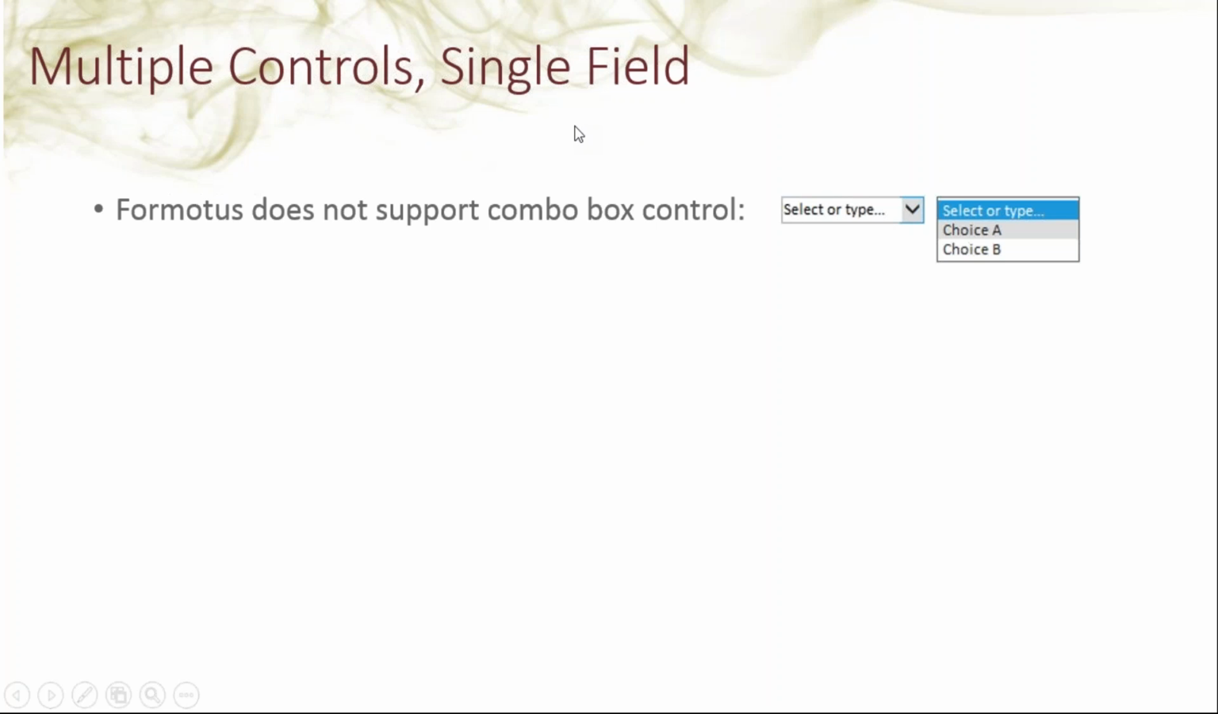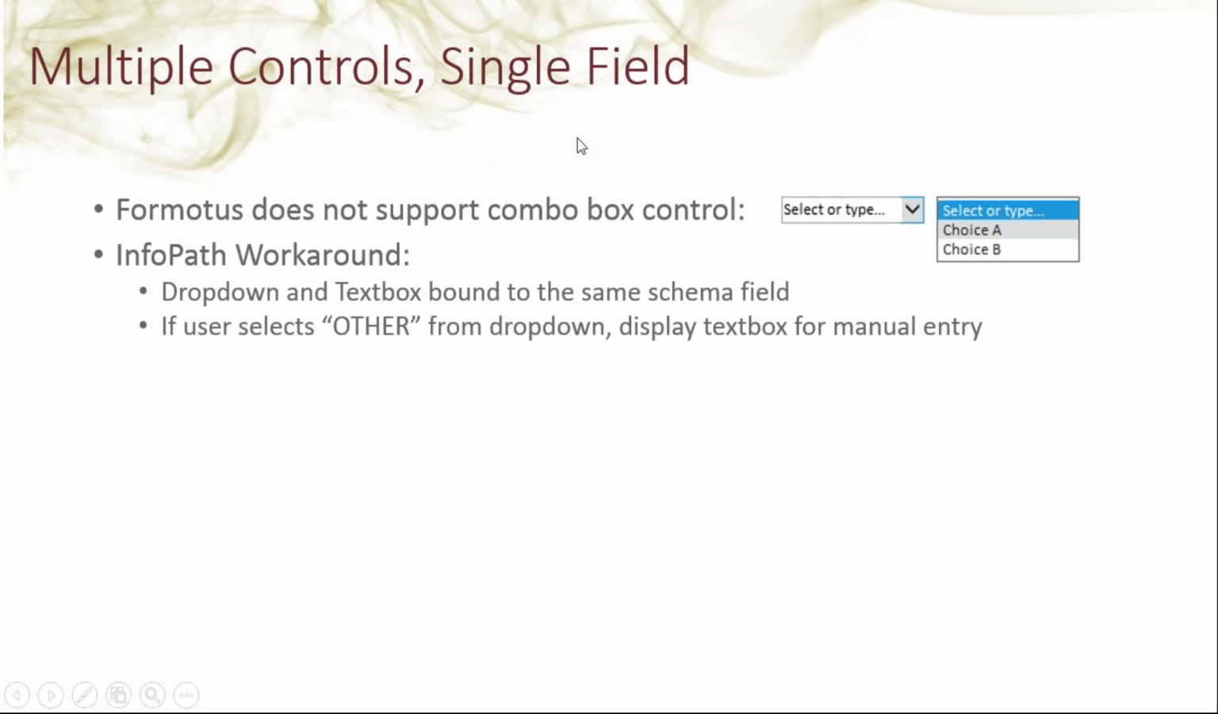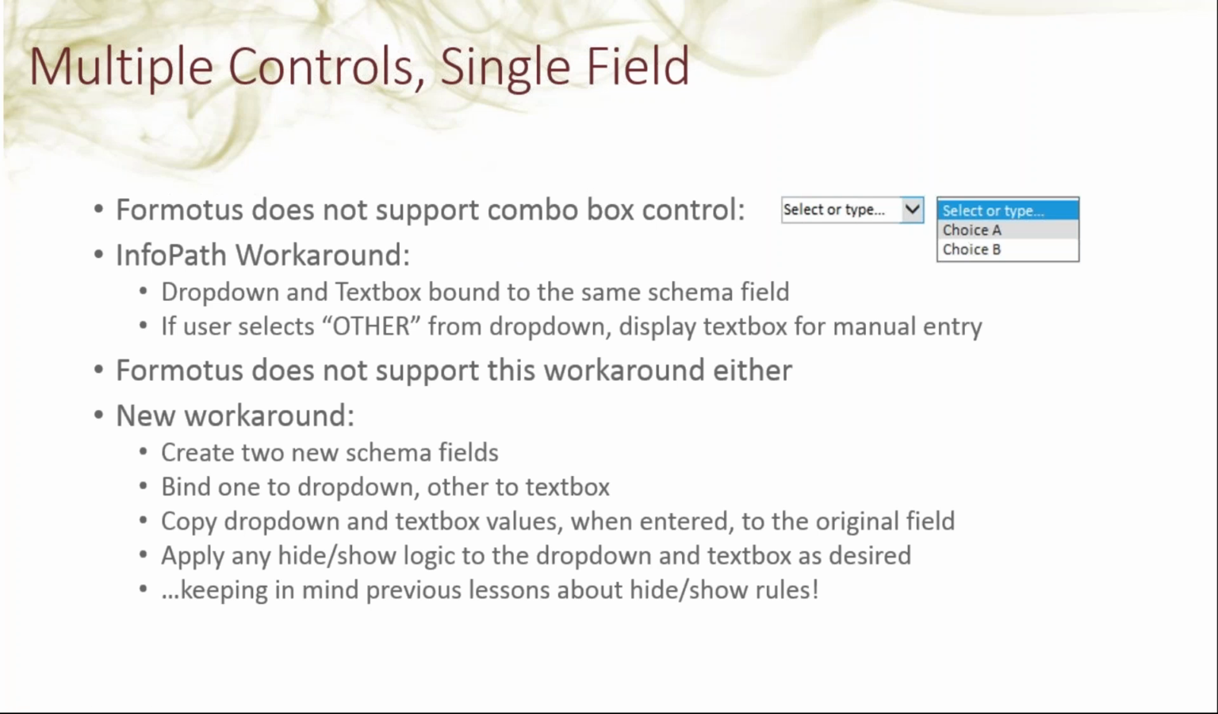Well, Formotus doesn't support this, so I did what I normally do in InfoPath, and I switched to using a drop-down and a text box bound to the same schema field. And then I applied logic to these fields so that if the user selected other from the drop-down, it would instead switch to displaying the text box for manual entry. And I had a button that would allow you to switch back to the drop-down so they could toggle back and forth between those. So it functioned essentially as a combo box control. Well, Formotus did not support this workaround either, and it turns out Formotus does not support multiple controls bound to a single field. So there went that workaround.